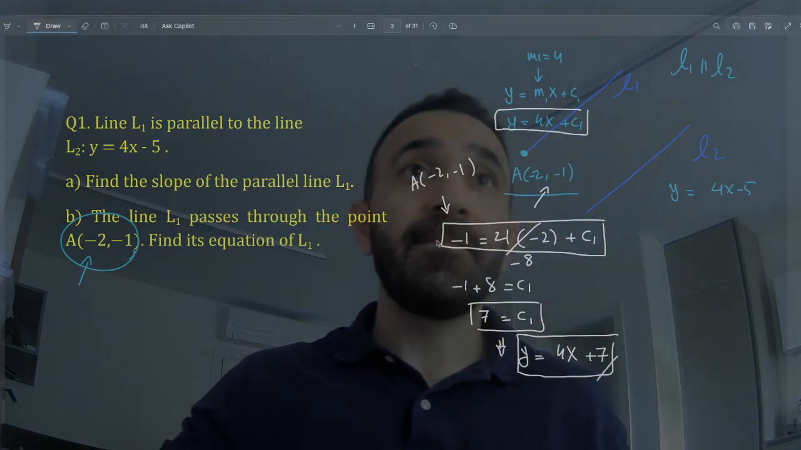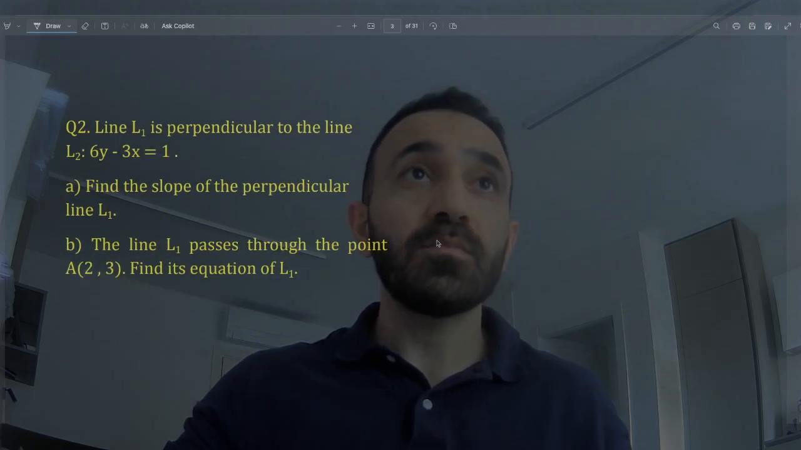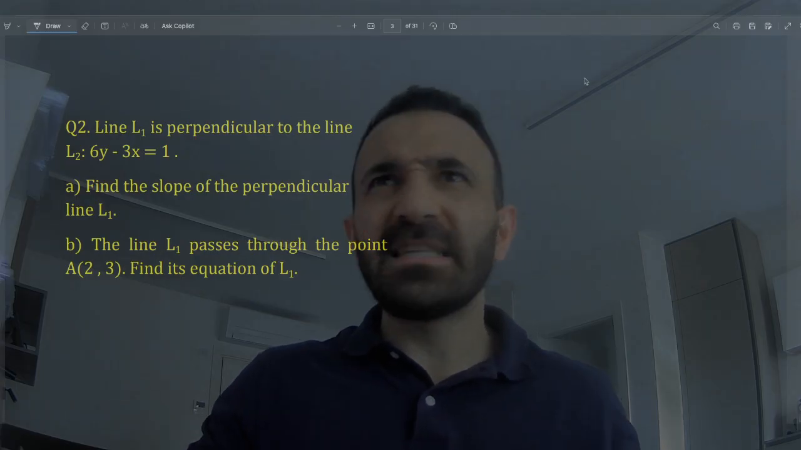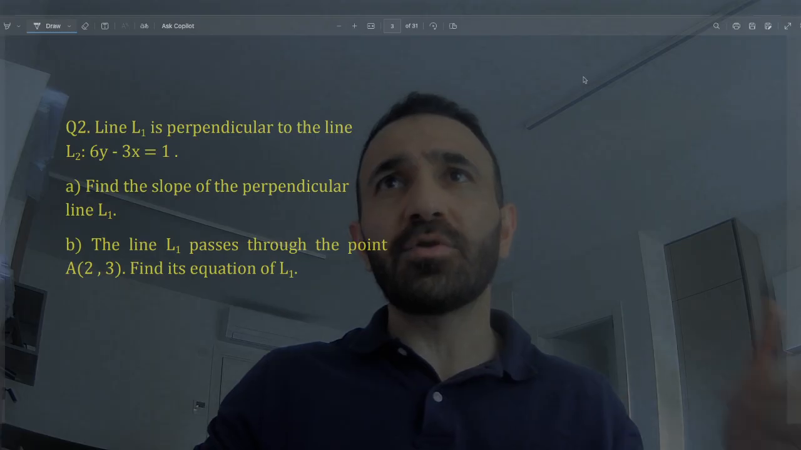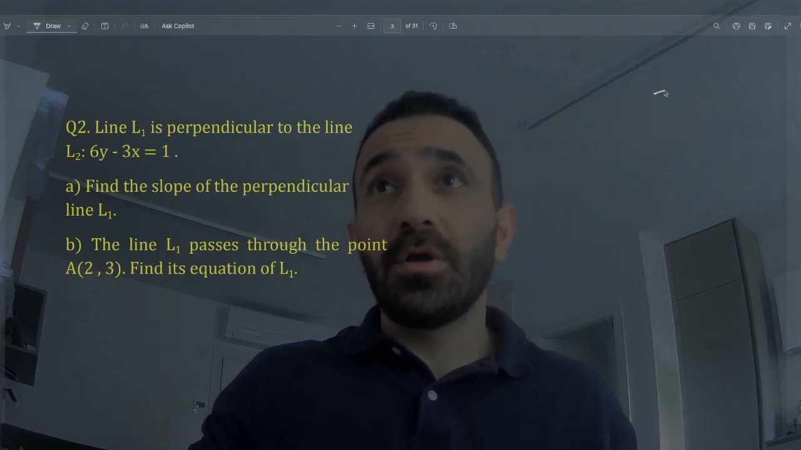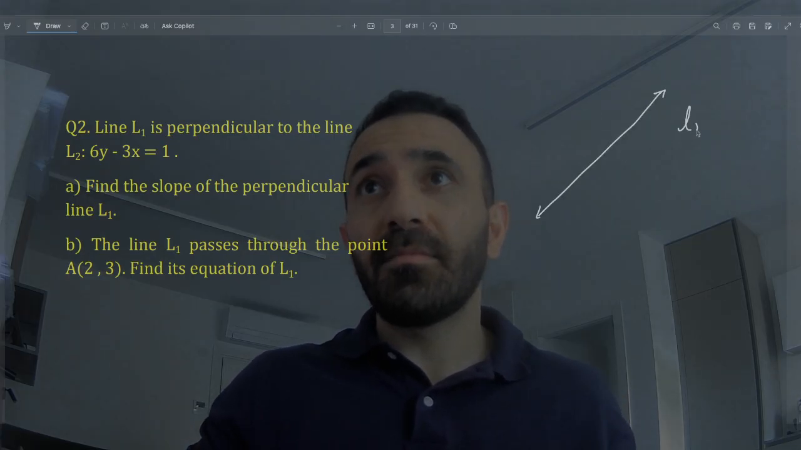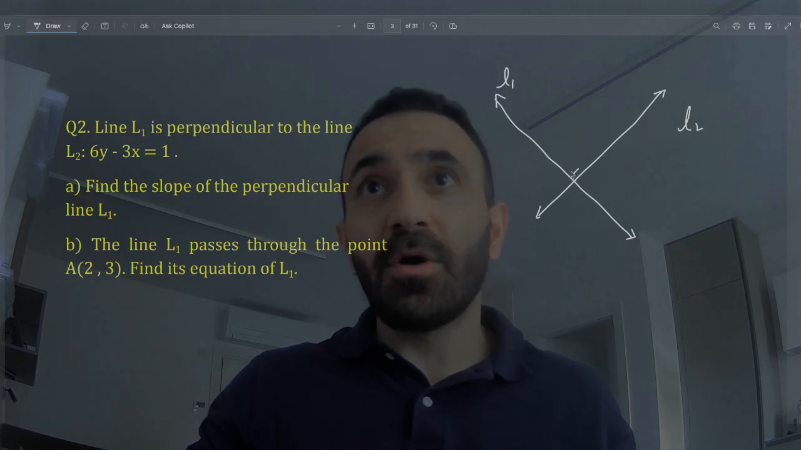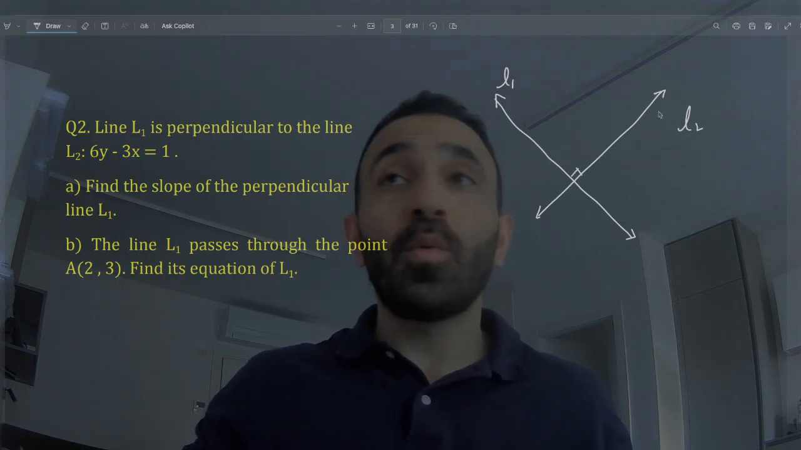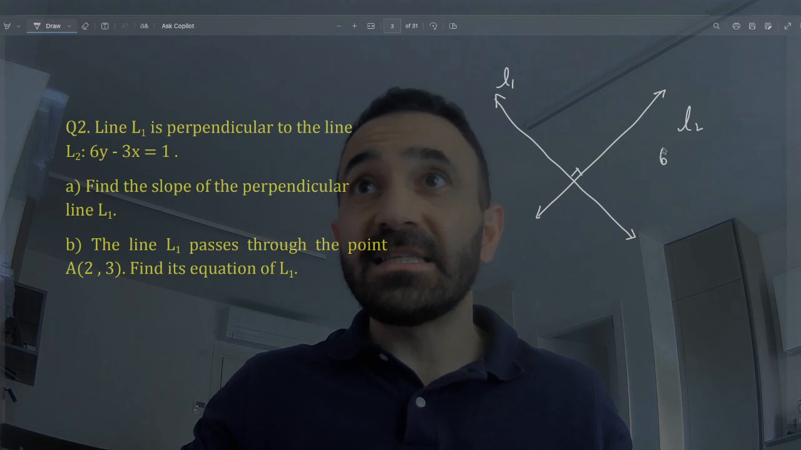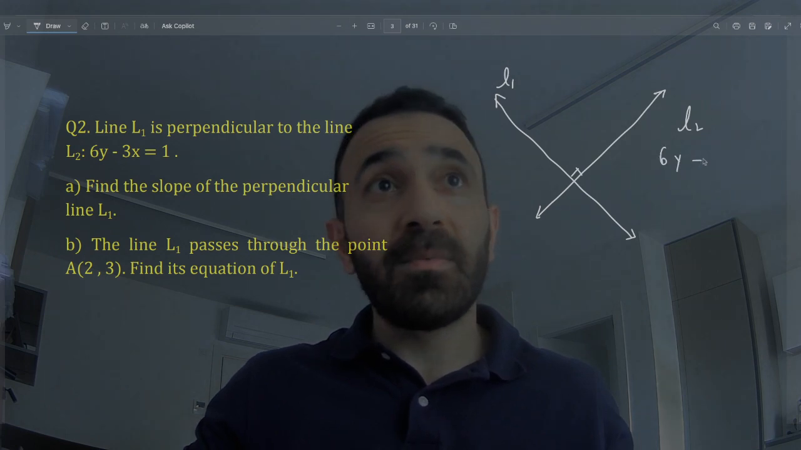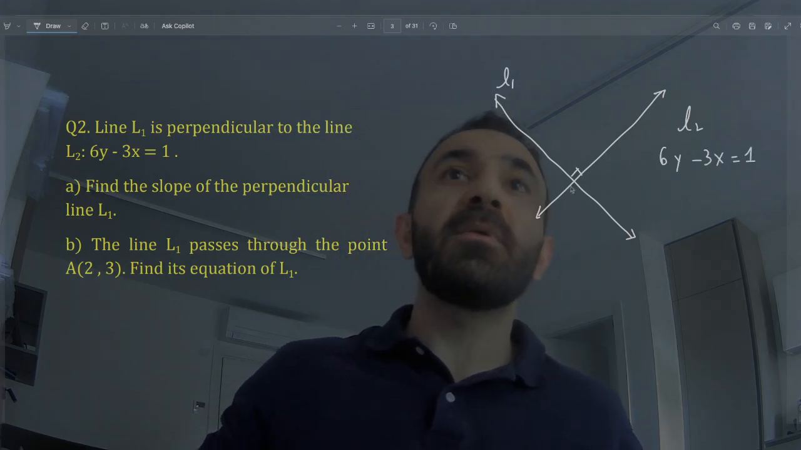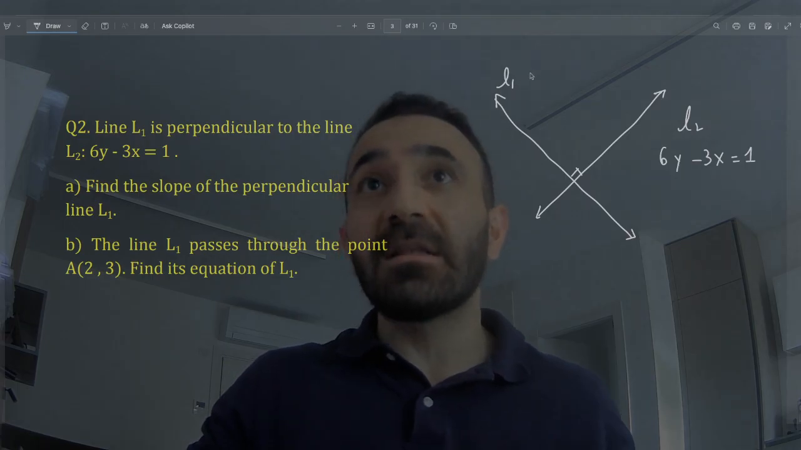Okay, that's it. Question number 2. Line L1 is perpendicular to line L2. It's very similar, but instead of parallel, we are doing perpendicular. So this is line 2, and this is line 1. Line 1 and line 2 are perpendicular to each other. The equation of line 2 is 6y minus 3x equals 1. Find the slope of the perpendicular line L1. What is the slope of line 1?